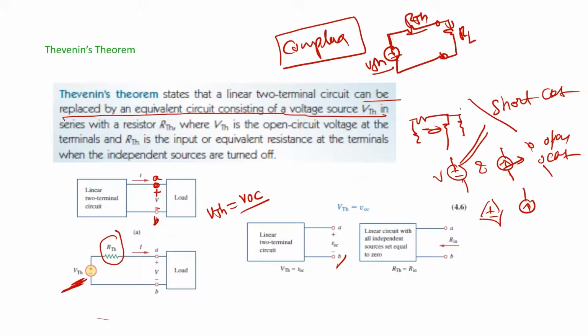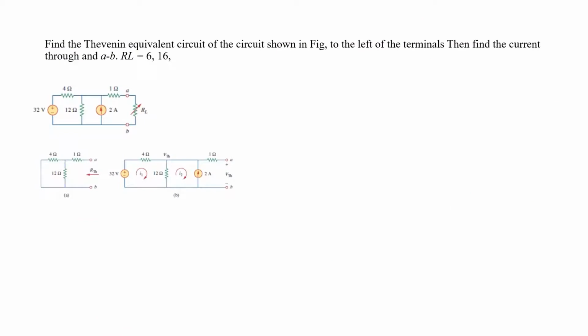So remove it and replace this linear two-terminal circuit, this complex circuit, with a voltage source in series with a resistor, right? So here VTH is equal to VOC, the open circuit voltage. RTH means the total resistance of the circuit when the independent sources are turned off. If there are dependent sources, we should not turn them off. Anyway, we will do one problem to understand it easily.